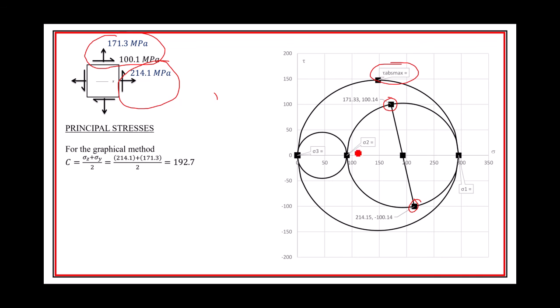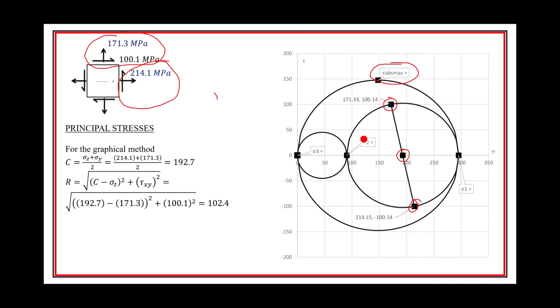So I found the center was going to be right here, so that's like 192.7. I got the radius. I think I decided to use which one? I guess I used the center minus this guy. So it was actually this one that I used for the radius. So here was the center on there.